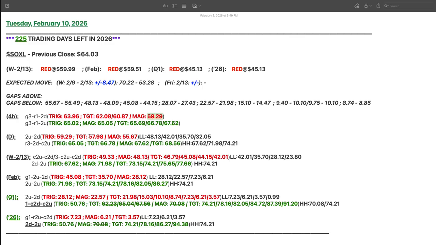And then the magnitude of this 2 up, 2 down is all the way down here at 55.67. So again, in the midst of possibly turning trend around on the 4 hour, if not the 1 day, we do have 57.98 as a possible bounce point.